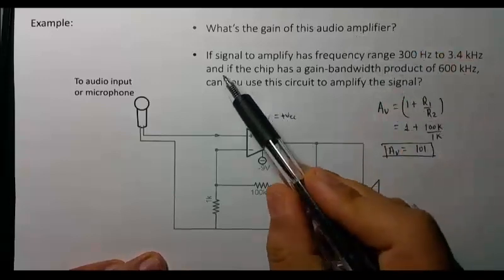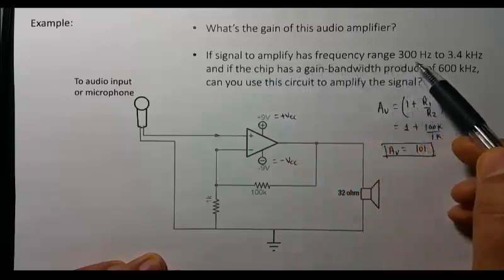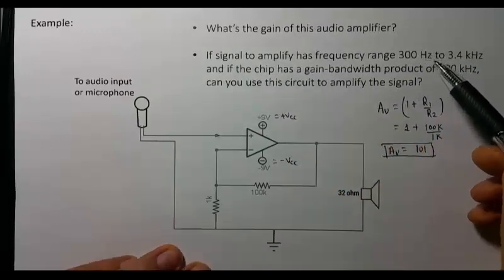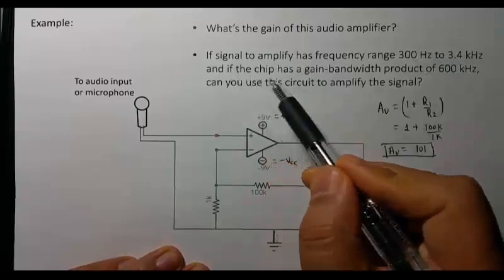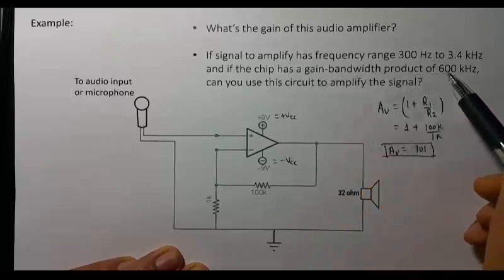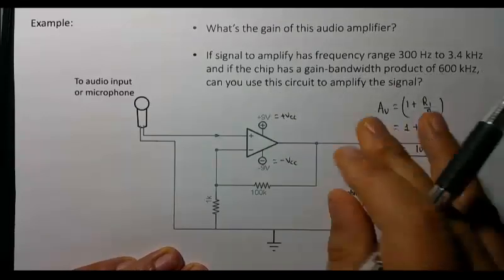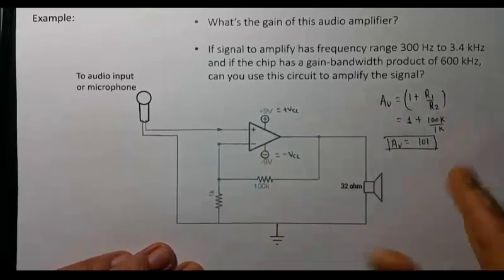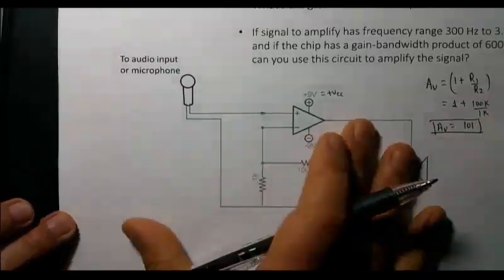Now the second question: if the audio signal to amplify has a frequency range from 300 Hz to 3.4 kilohertz, that's where most of our audio signal frequency spectrum will be, and if this OpAmp chip has a gain bandwidth product of 600 kilohertz, let's say, can you use this circuit to amplify the audio signal? In order to figure that out, whether you can use this configuration at this gain, you need to use the gain bandwidth product, as you know.